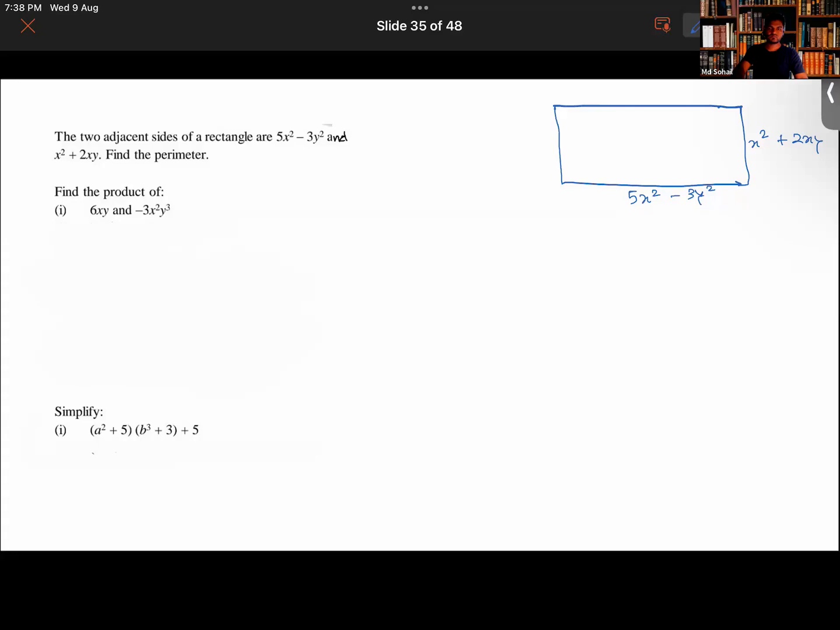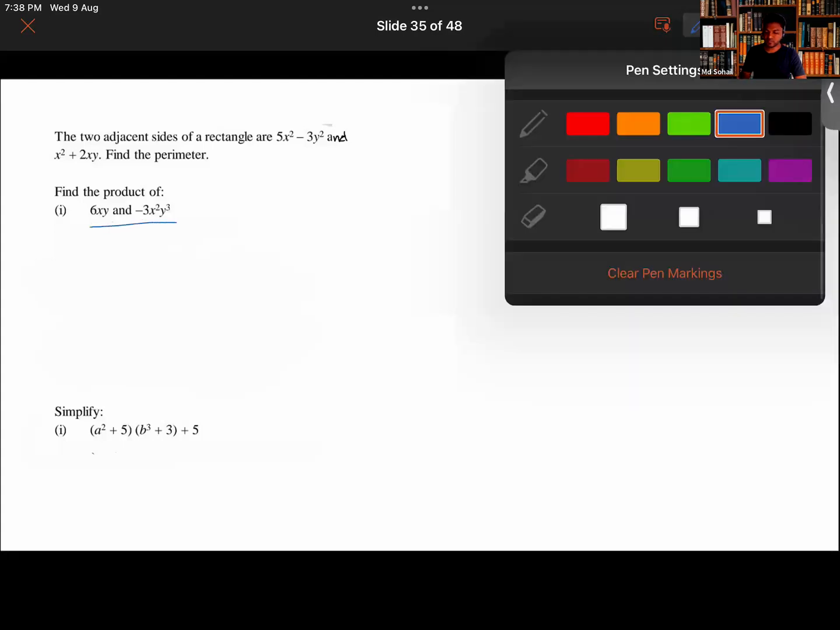So is the answer 8x raised to the power of 5 y cube? Okay, let me check the answer. Meanwhile, while I'm checking, solve the next question.